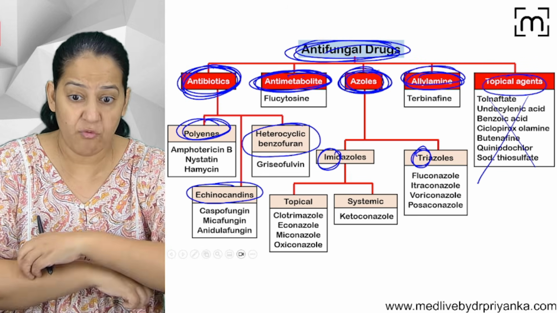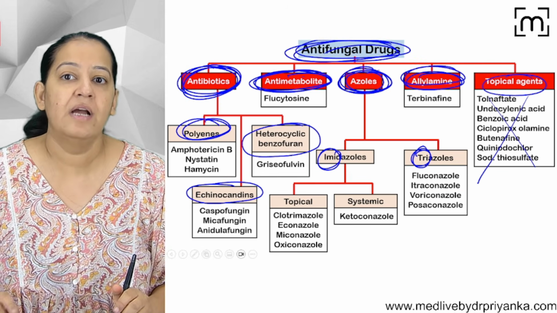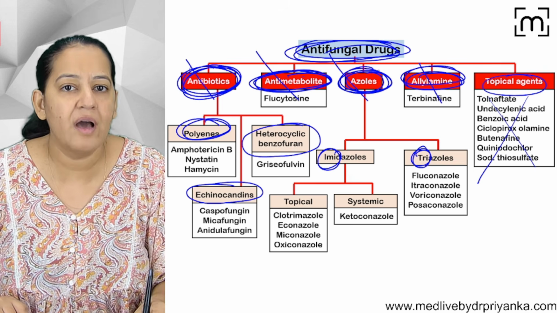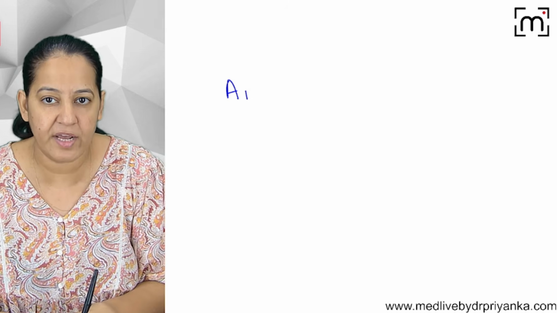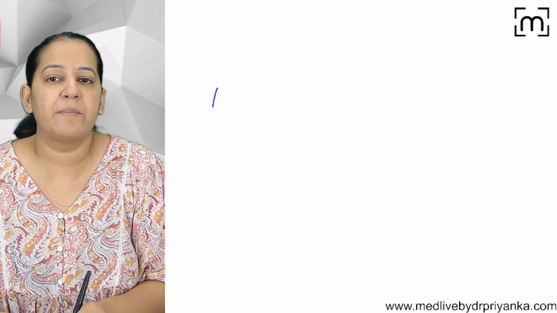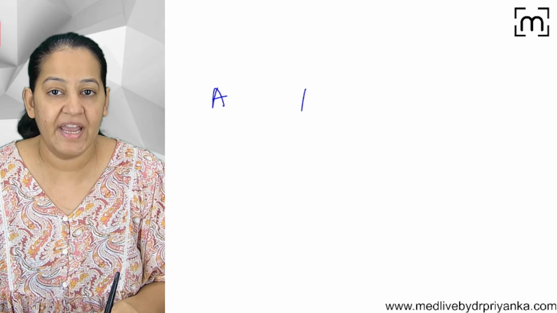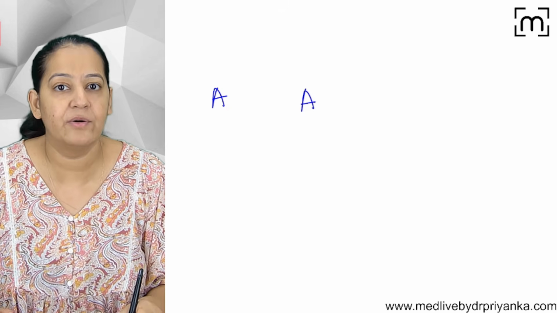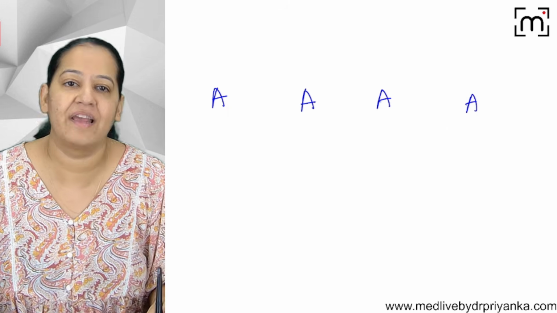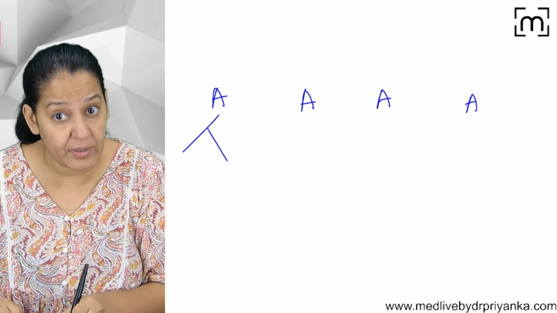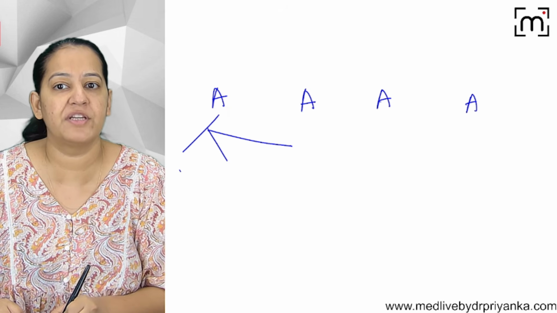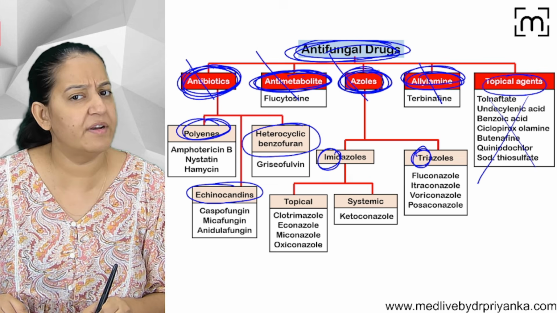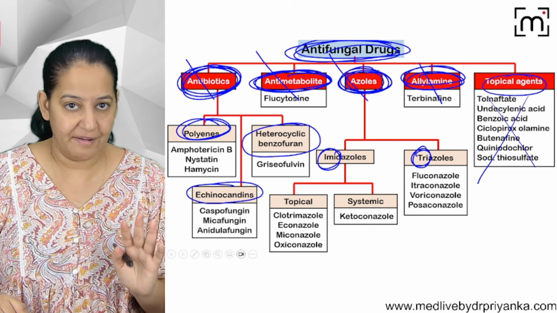Okay, so if you want to learn this classification, learn the four categories: antibiotic, antimetabolite, azoles, allylamines. There are four types of antifungal. You should learn it. Antibiotics are of three types. You should learn the three types of antibiotic: polyenes, echinocandins, and the third one is heterocyclic benzofuran. So you should learn this classification.